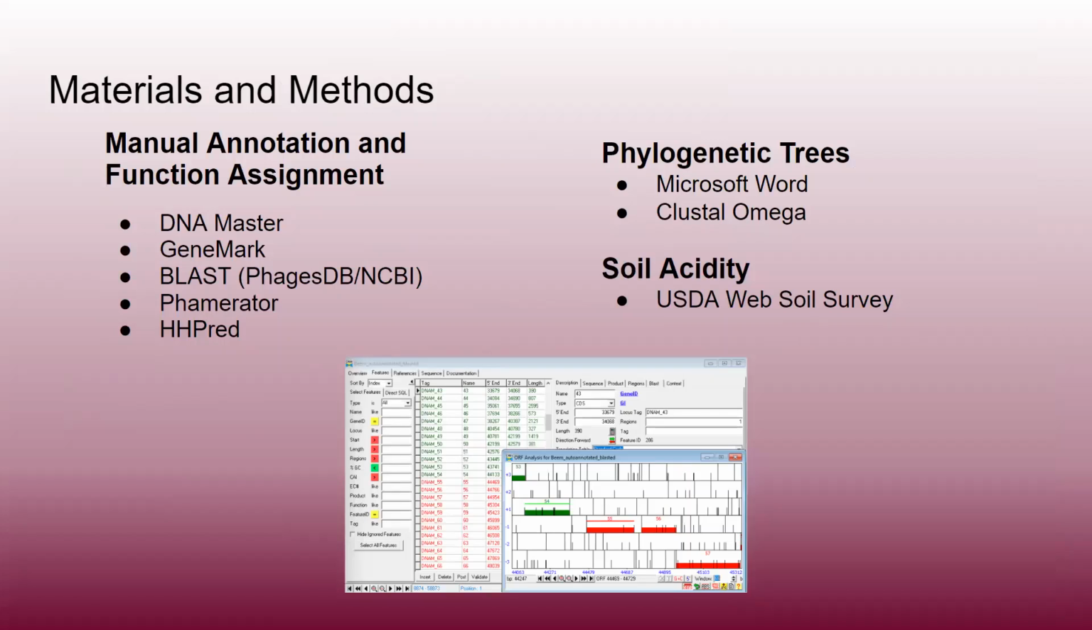So for our materials and methods, for the manual annotations and function assignment, we used DNA Master, GeneMark, BLAST, PhamDB, and HHPred. For our bioinformatics portion, to make phylogenetic trees, we used Clustal Omega and Microsoft Word. And for soil acidity, we used the USDA Web Soil Survey, which had information on soil types, specifically the pHs of them.